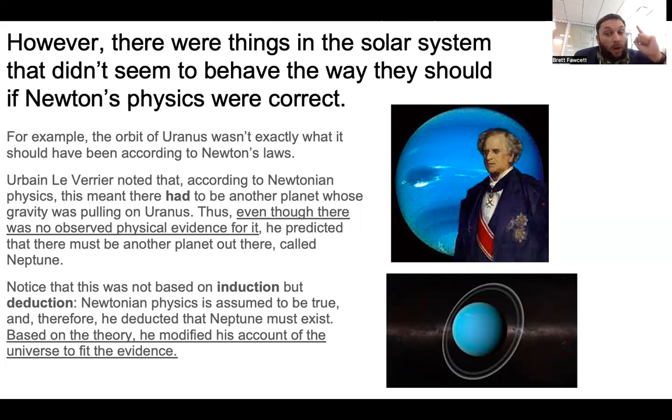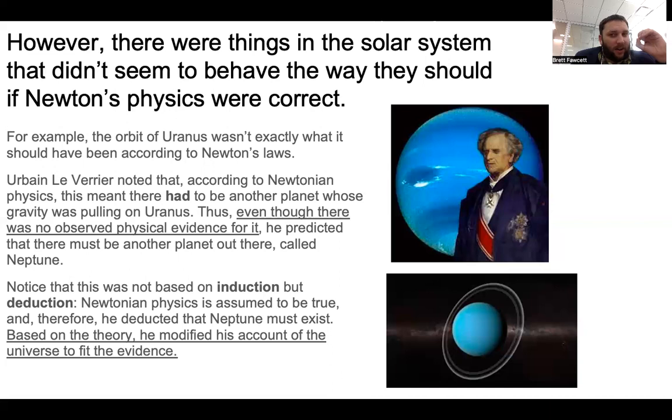Now, there was no observed physical evidence for this planet. It had never been seen in a telescope before. But despite that, Le Verrier predicted confidently there must be another planet out there. It's called Neptune, that's having that effect on Uranus. Notice this is not based on induction. This is not based on just extrapolating from the physical evidence. We've seen this planet a bunch of times, so it must be a planet called Neptune.